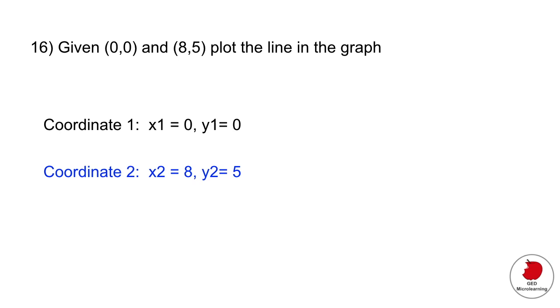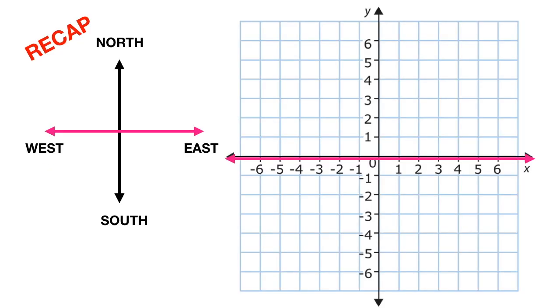Okay, so when you look at a graph, think of it kind of like a compass rose, right? Where you have a north and a south, and west and an east. So the west-east there in pink would be your x-axis, okay? And the north-south would be your y-axis.